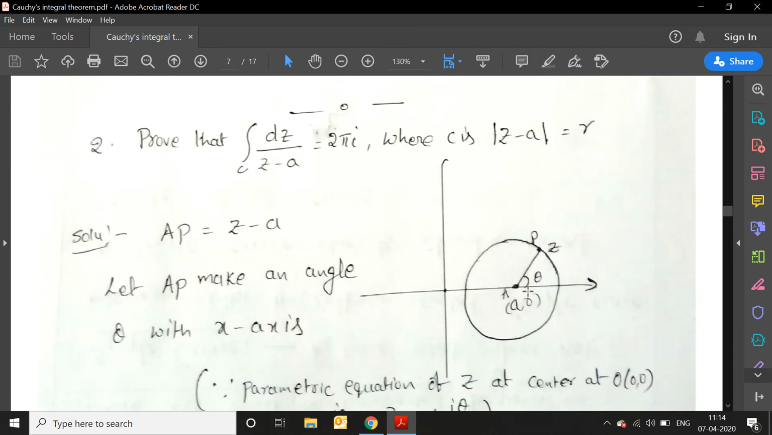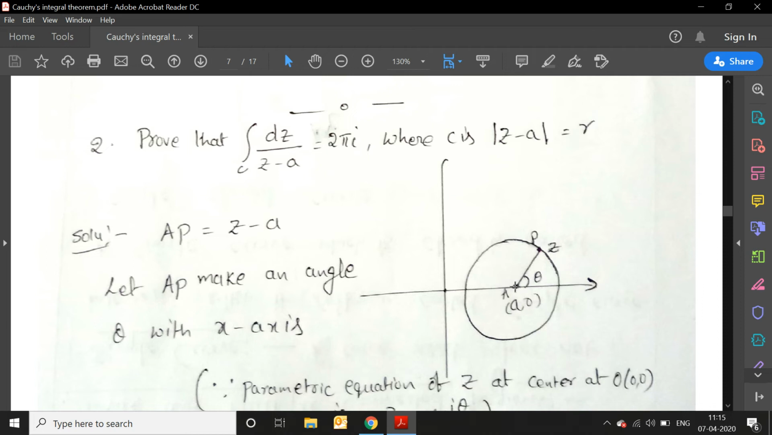So here I am taking the center, the point a, and any point on the curve z, that point is called P. So then we consider AP, a straight line. So AP equals, from point z to a, how to calculate the z to a? z minus a is equal to AP.